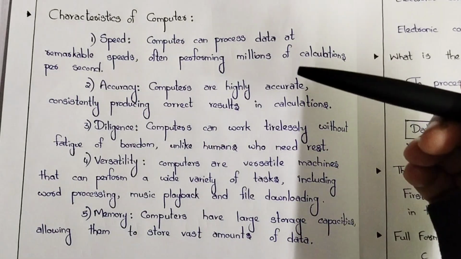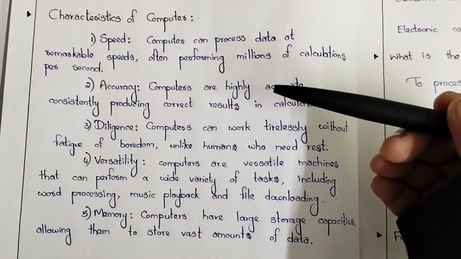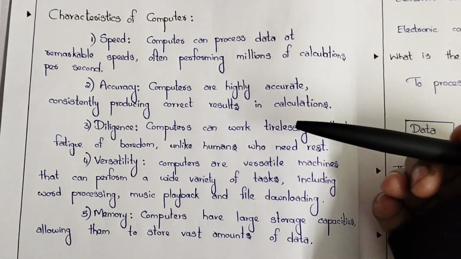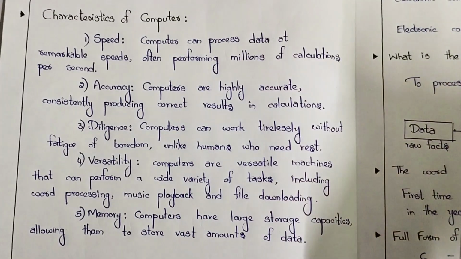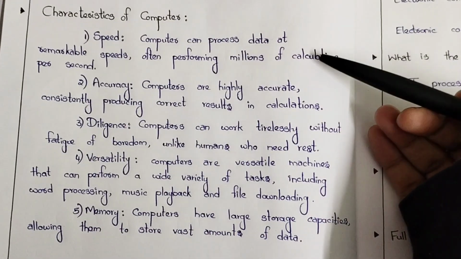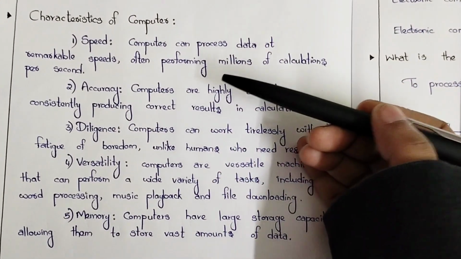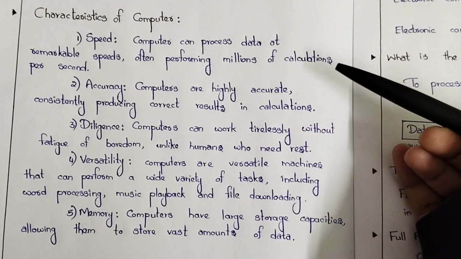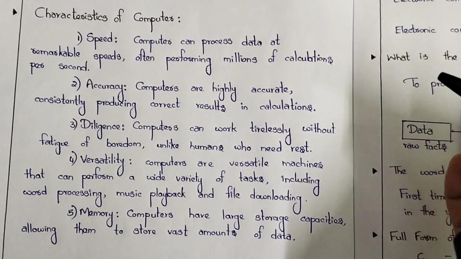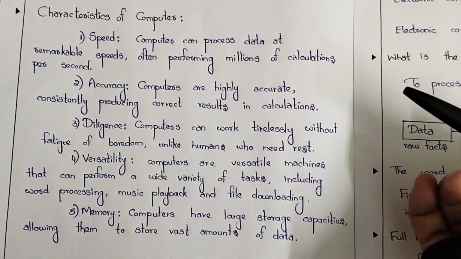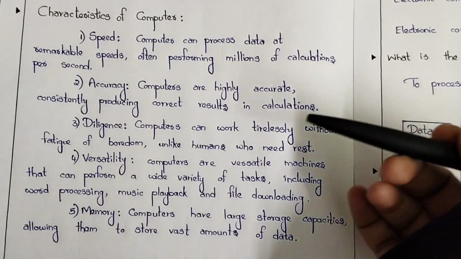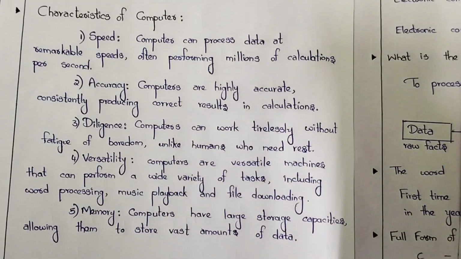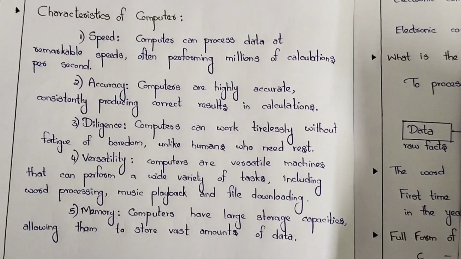So let's learn about the characteristics of computers now. One of the characteristics of a computer is speed. Computers can process data at remarkable speeds, often performing millions of calculations per second. With the help of a computer you can perform millions of instructions. You can give the computer millions of instructions.